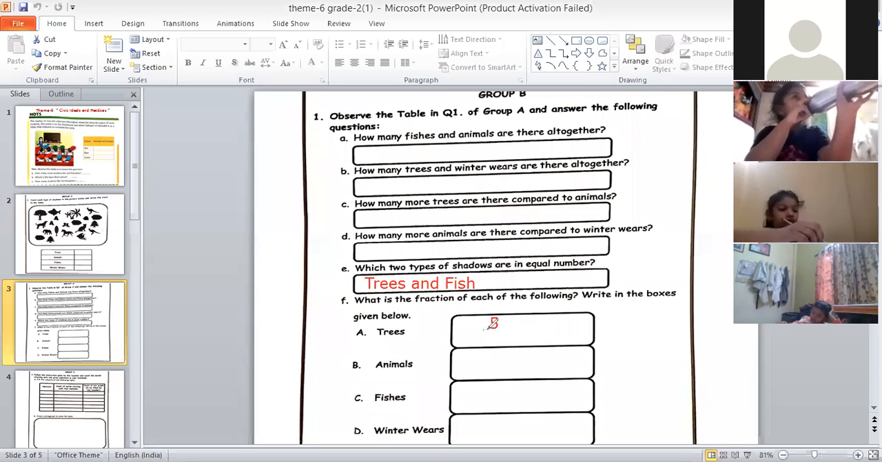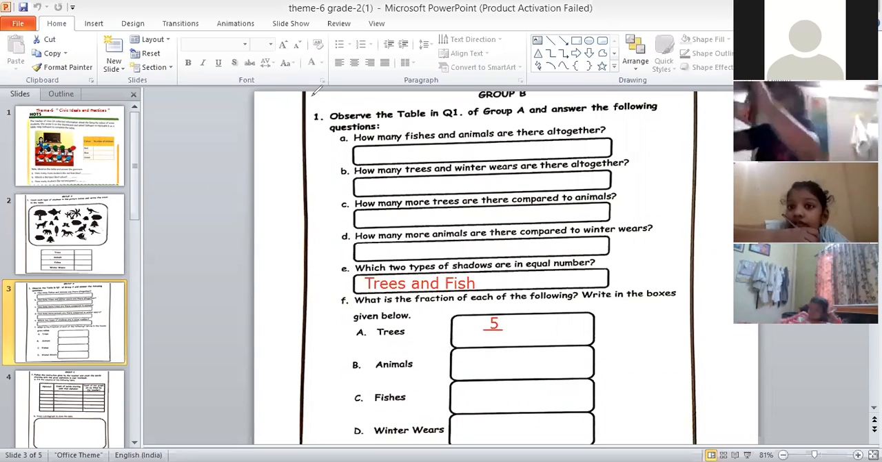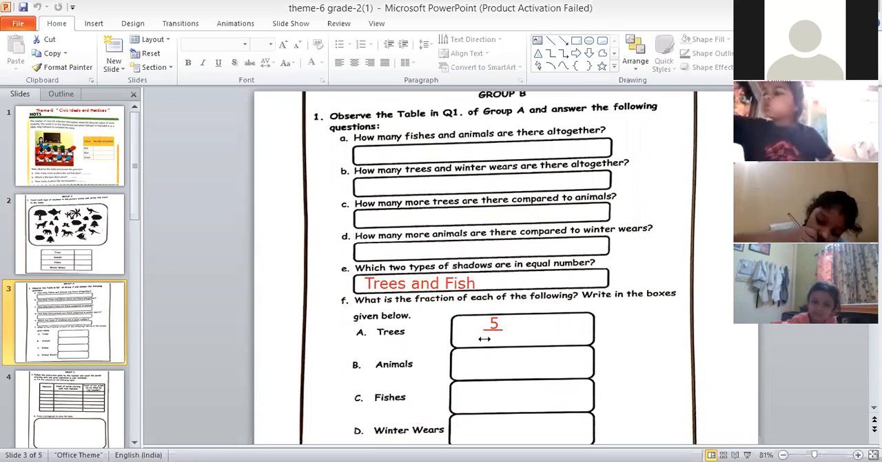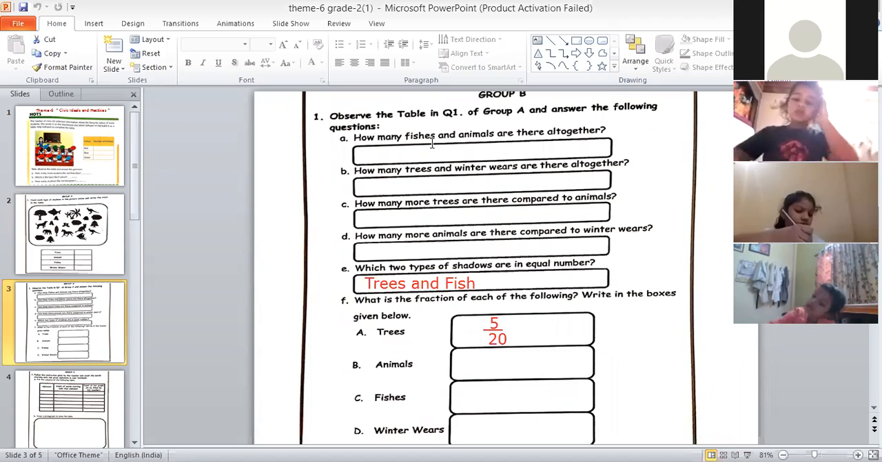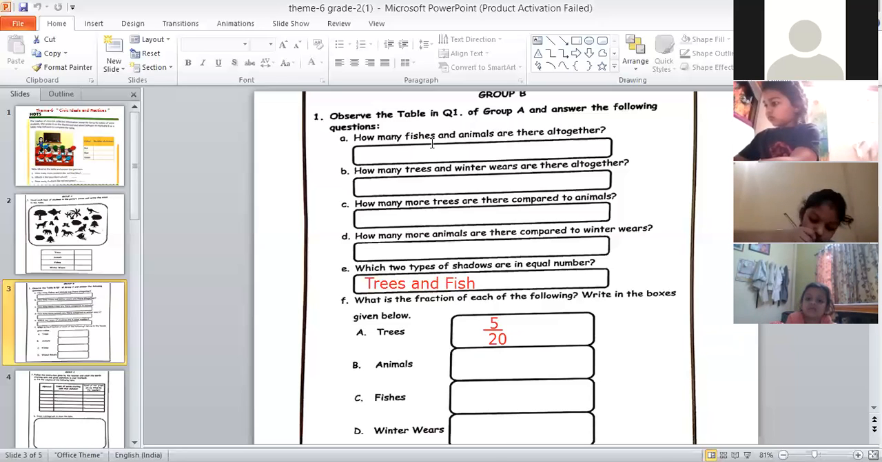So what we will do, we will draw a small line below this 5. And below this line, now we will write 20. Now, Jay, read this fraction and tell me what is the fraction? 5 out of 20. 5 upon 20 or 5 by 20. Okay, this is correct.